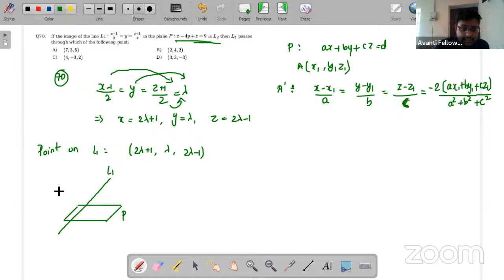So what will be the image? The image will be somewhat like this. This is my L2. What I am doing is first taking any point A, which we have found, and then we have found the image of A in this plane P, which will be A dash. Now we have found this point.